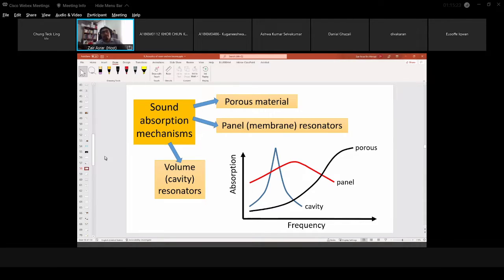For panel resonator, the effectiveness can be arranged in such a way that it is highest at certain frequency range, and it can be a bit broadband as well. Okay, however, for volume resonator or cavity resonator, normally it's a tuned resonator. Okay, it's effective only at certain frequency range. Okay, and it is not effective at all at other frequency range.